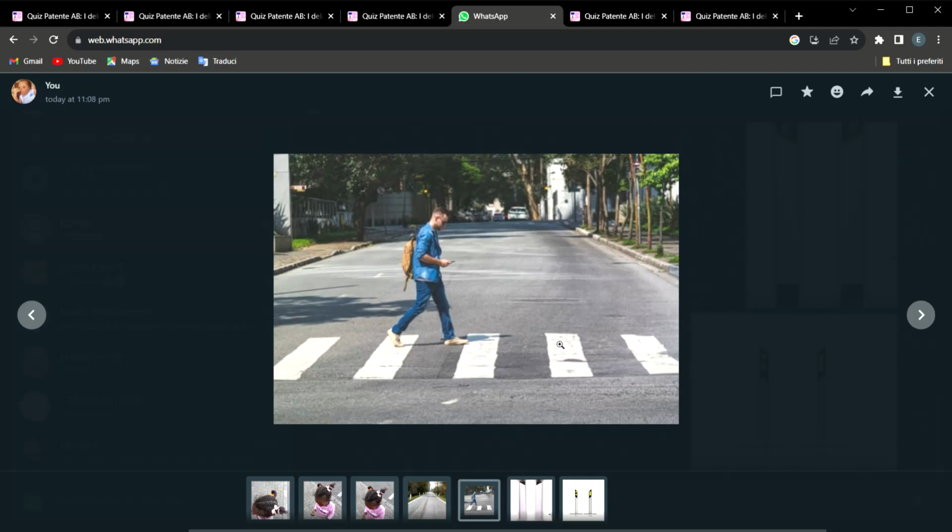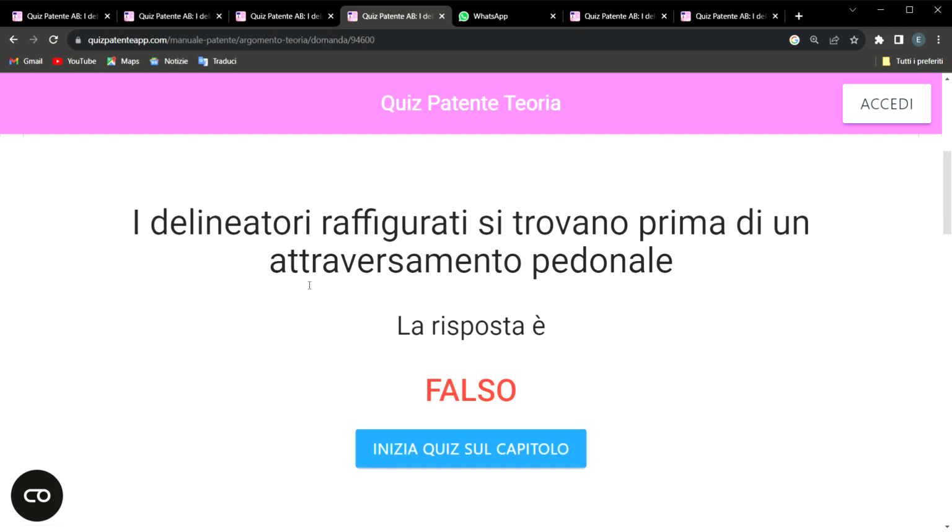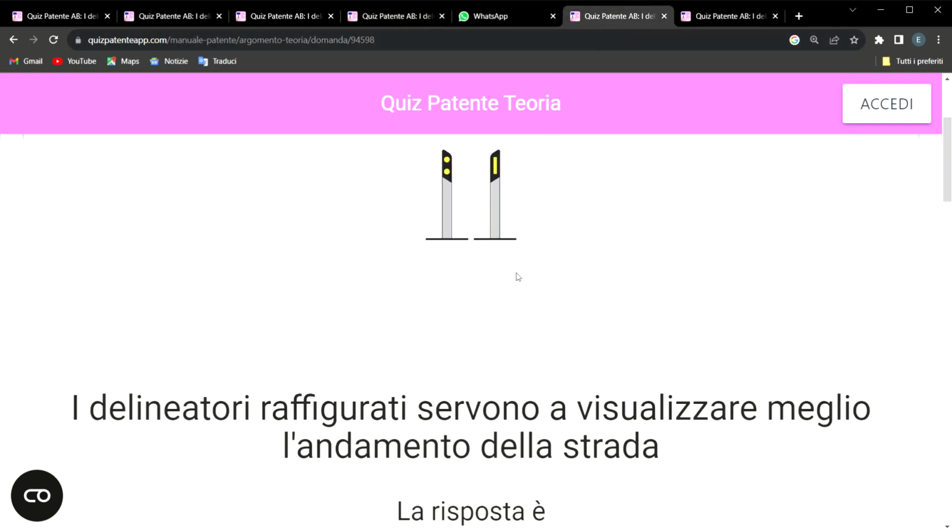No. So the sign is not talking about attraversamento pedonale, because it's not a segnale di pericolo. So a warning sign, no. It's not a complementary sign. So this is the reason why this very one is false. So it says attraversamento pedonale. No, it's not talking about something like that. So take note of that.